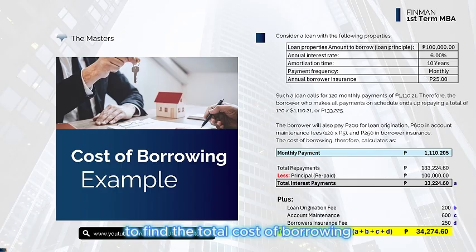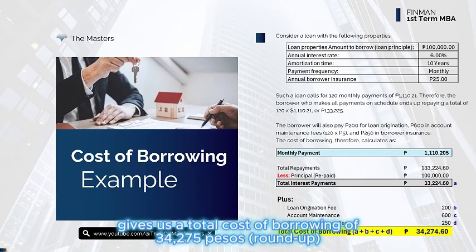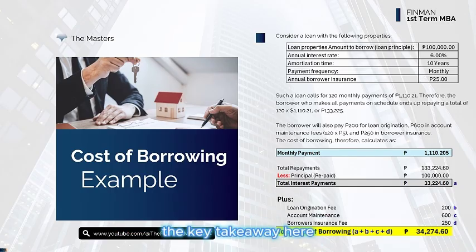Finally, to find the total cost of borrowing, we sum up all of these components, the total interest and all the other fees. Total interest payments, 33,224 pesos, plus loan origination fee, 200 pesos, plus account maintenance fee, 600 pesos, plus borrower's insurance fee, 250 pesos. Adding these up gives us a total cost of borrowing of 34,275 pesos.